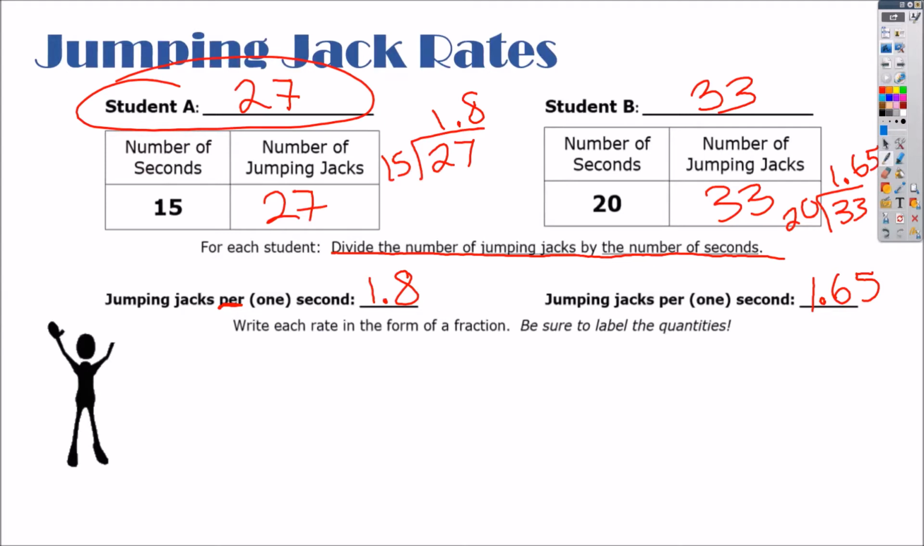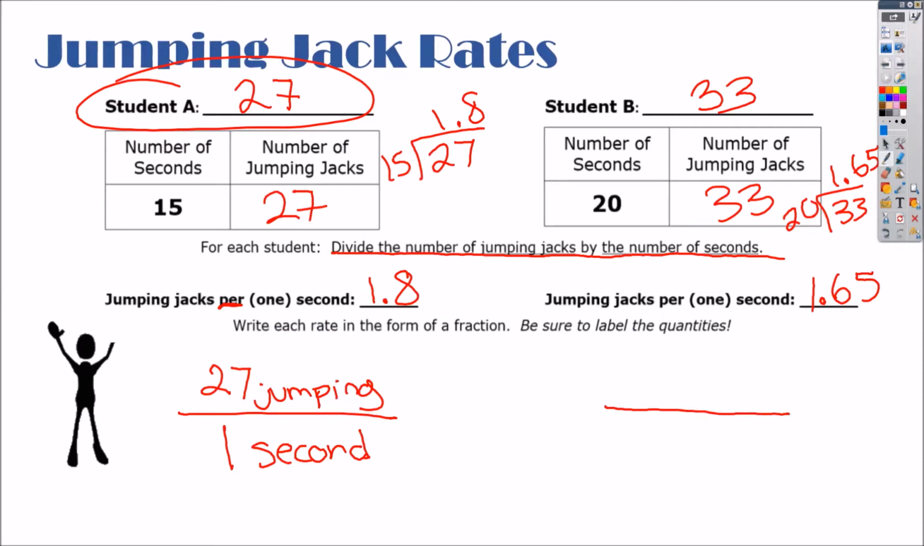So we're really going to talk about how to write each rate in the form of a fraction. Be sure to label the quantities. This is a unit rate, when you find how much it is for just one. So if you're looking at student A, it would be 27 jumping jacks per 1 second. This is a unit rate. We compared it to 1. What do you think for student B the unit rate would look like?